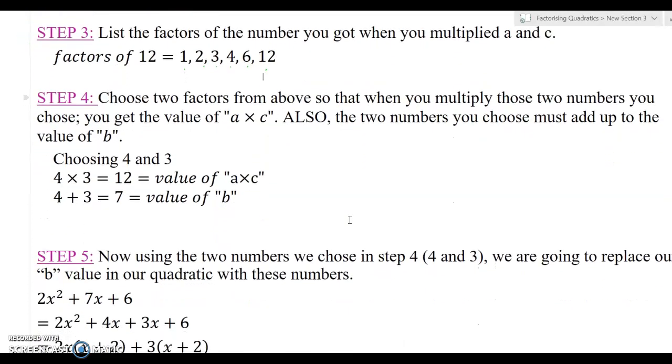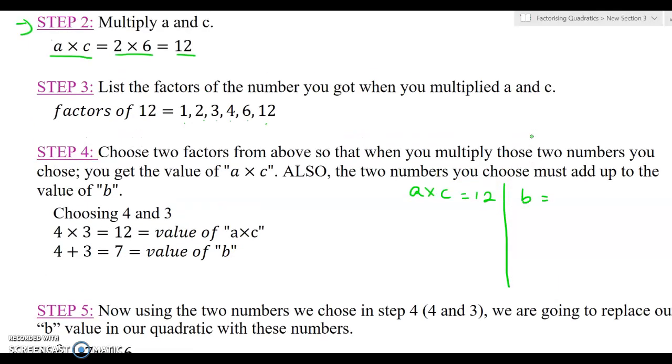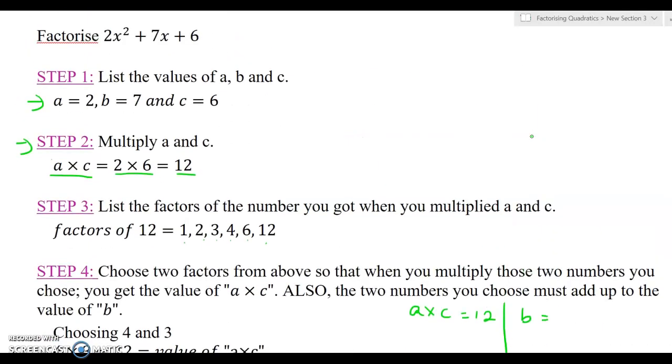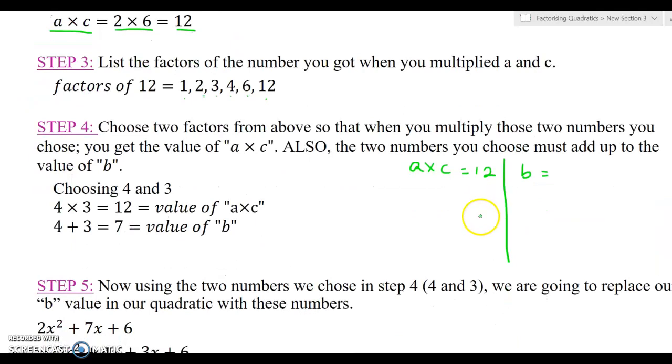So step 4 now, choose 2 factors from above that when you multiply them, you get the value of a times c. So a times c was 12, and we need to get the value of b. Let's just check back what was our b. Our b was 7 again, right? So 7. So the two numbers you choose, when you multiply them, you must get the value of a times c. And when you add them, you must get the value of b, which is 7 in this case.